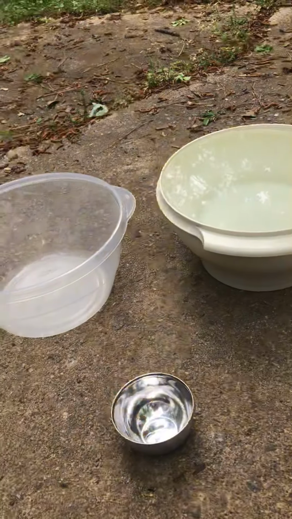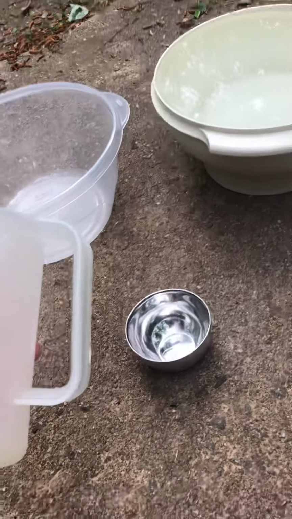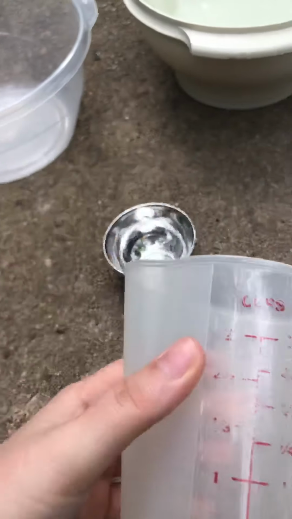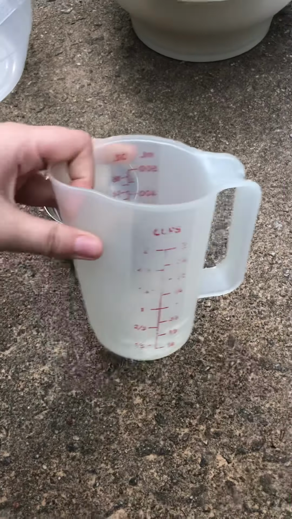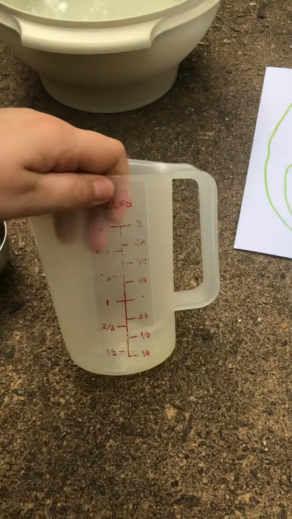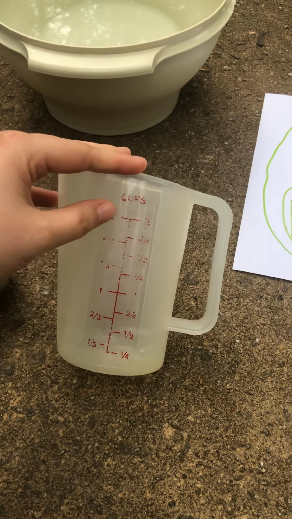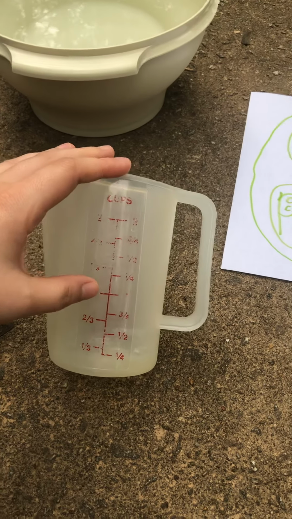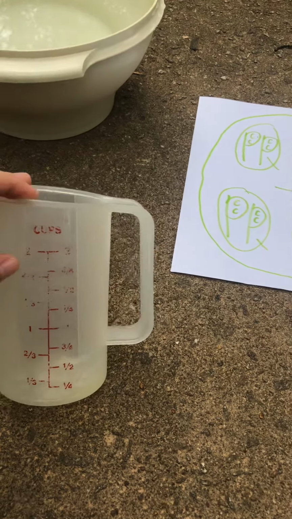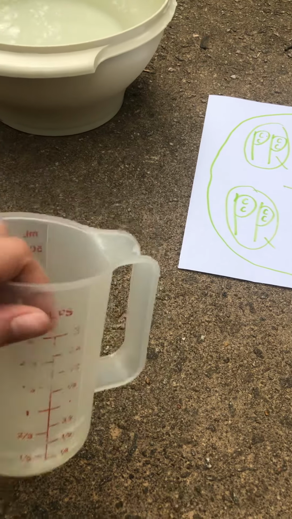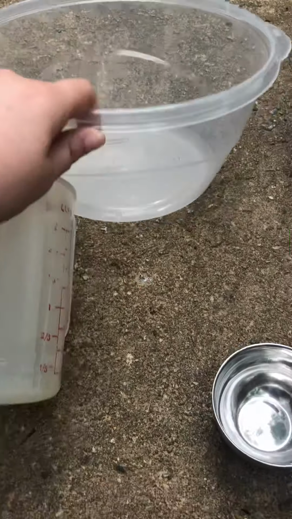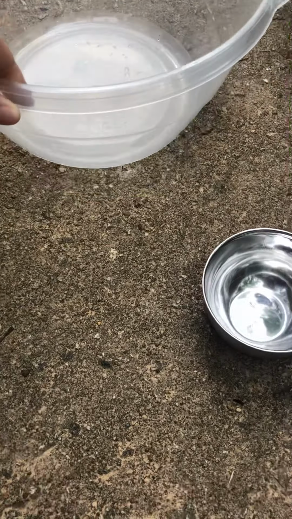What I want to show you is my measuring cup. It's kind of hard to see the numbers, but up here at the top, it says cups. And right here is 1 cup, and up here is 2 cups. So I'm going to show you what 1 cup looks like, and we'll put it in our clear container so you can see as we build it.